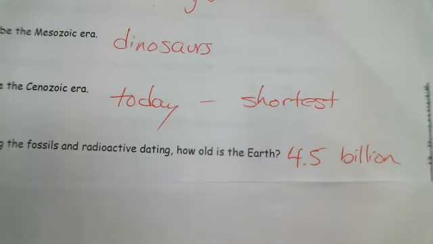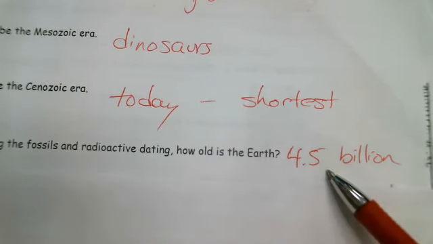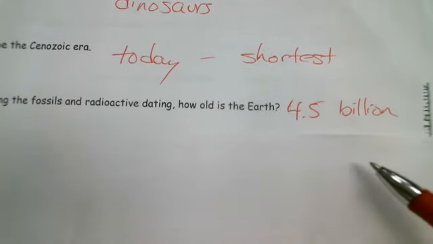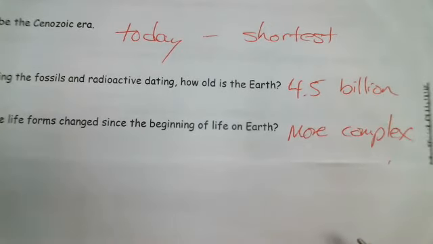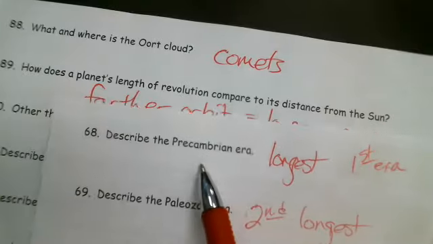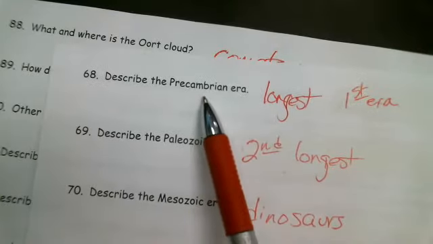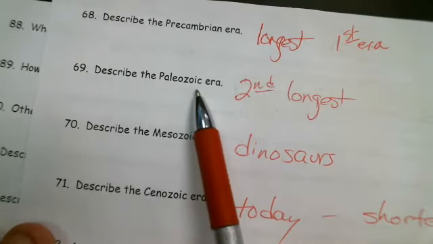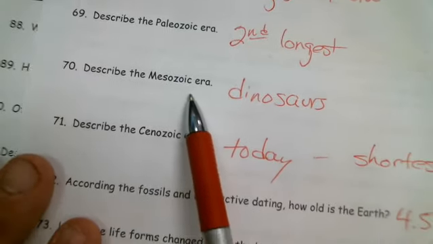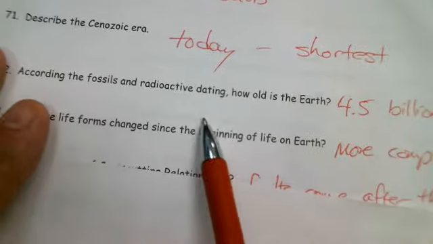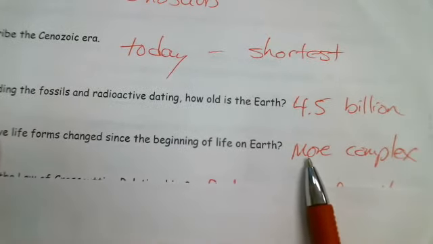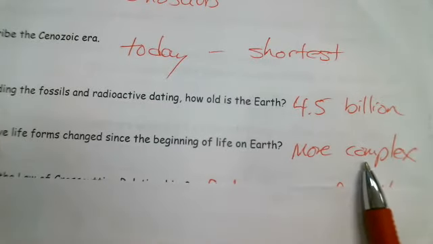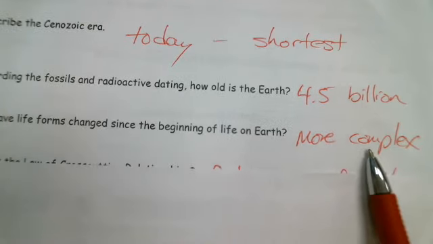Number 72. If you look at all the radioactive dating, the estimate that they have is 4.5 billion years for the age of the Earth. Number 73. As we look at the rocks from the Precambrian era, and we look at the fossils in Paleozoic rocks and Mesozoic rocks and then Cenozoic rocks, the pattern is that we see more complex fossils.